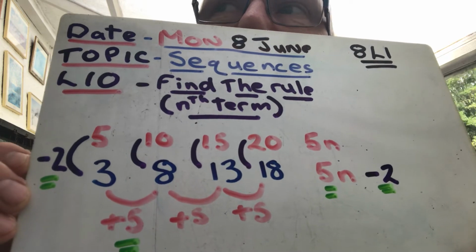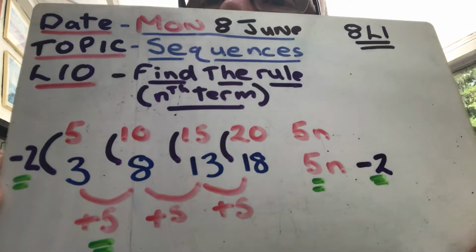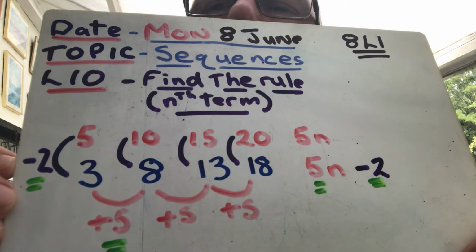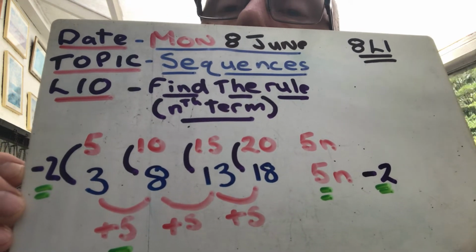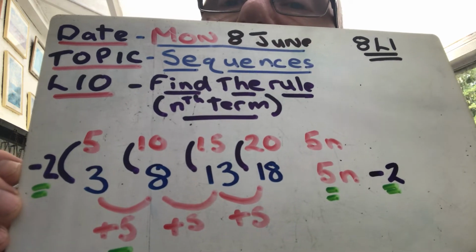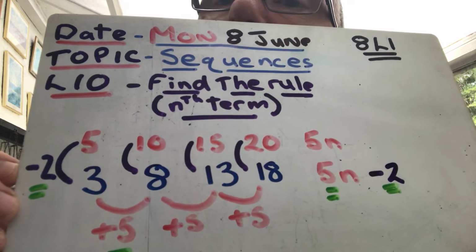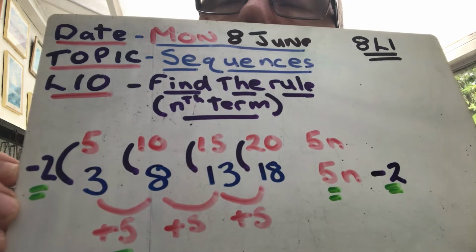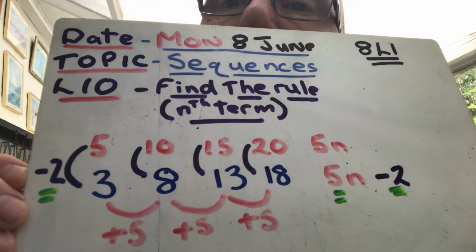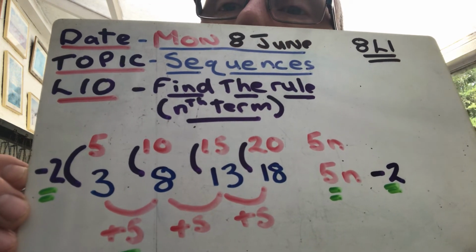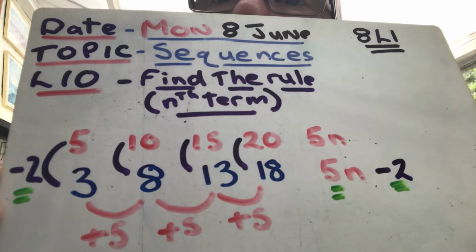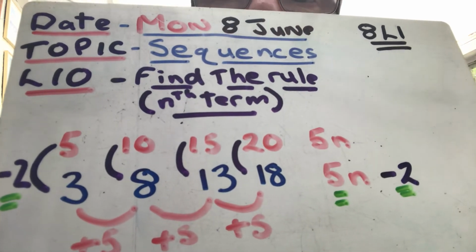Now, by getting this rule, we can now predict any of the numbers in the sequence. We've got 4 there. What would the next number be? The next number would be the 5th number. So if I substitute 5 where n is, the next number should be 5 times 5 minus 2. 25 minus 2, 23. And yes, it is. If I add 5 to 18, I get 23. So if you find the nth term, you can predict the 10th term, the 20th term, the 100th term. It's simple, really, this nth term stuff.